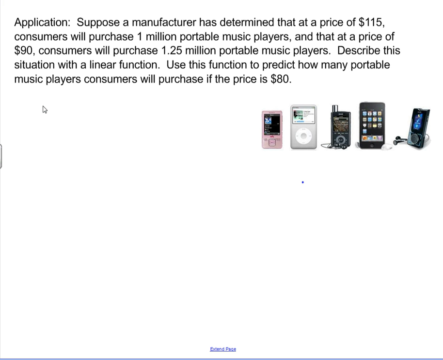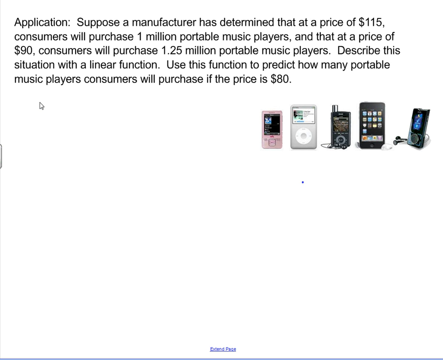Let's apply all of this. Let's say that we're in a business, right? Economics, business, they actually use linear equations all the time. Here's one. Suppose a manufacturer has determined that at a price of $115, consumers will purchase 1 million portable music players, and that at a price of $90, the consumers will purchase 1.25 million portable music players. It says, describe this situation with a linear function.